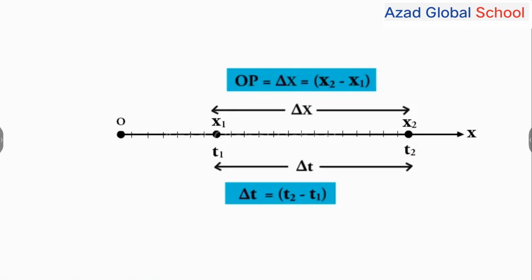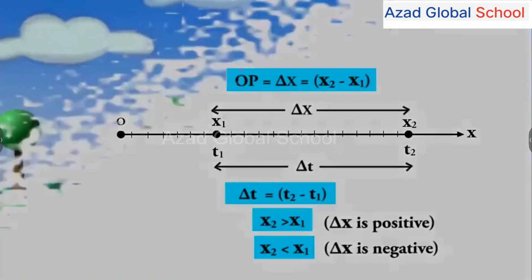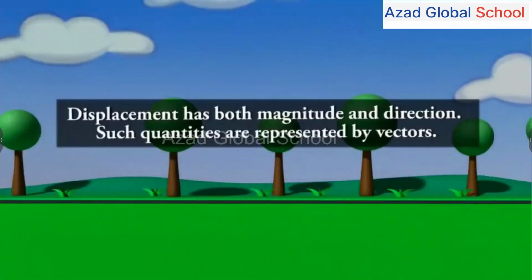We use the Greek letter delta to denote a change in a quantity. If x2 is greater than x1, delta x is positive. And if x2 is less than x1, delta x is negative. Displacement has both magnitude and direction. Such quantities are represented by vectors.